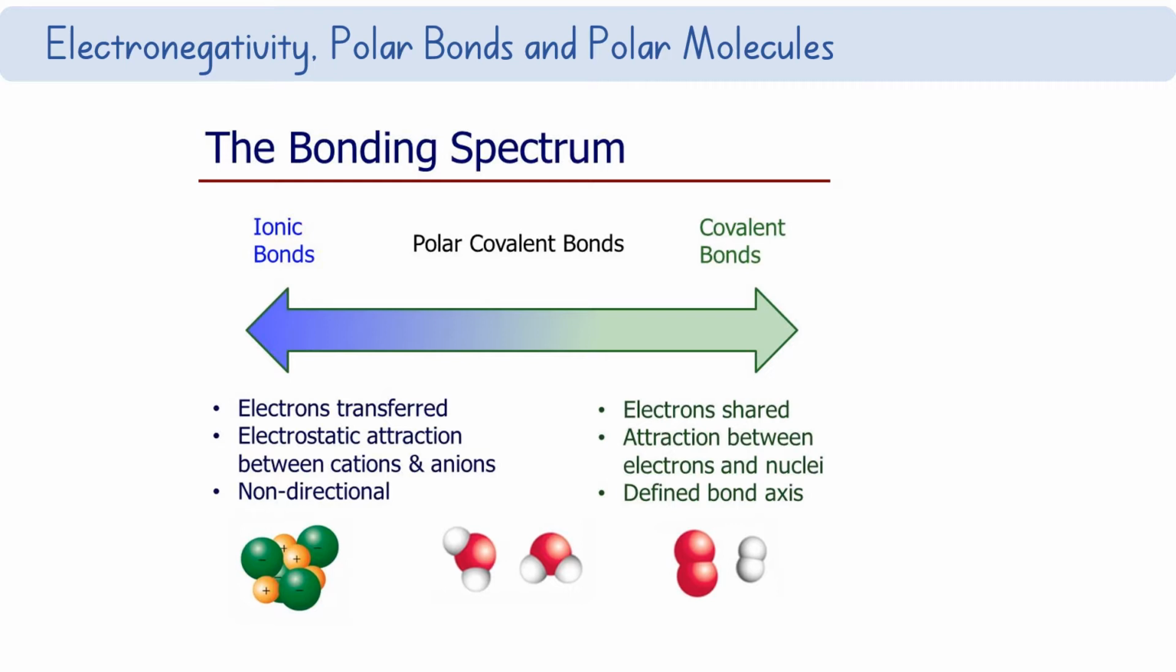Ionic bonds, electrons are transferred. There is electrostatic attraction between cations and anions, and it's non-directional. Covalent, electrons are shared. There's an attraction between electrons and the nuclei, and we have a defined bond axis. And in the middle, we have polar covalent bonds. So in this video, we're going to focus on polar covalent bonds.